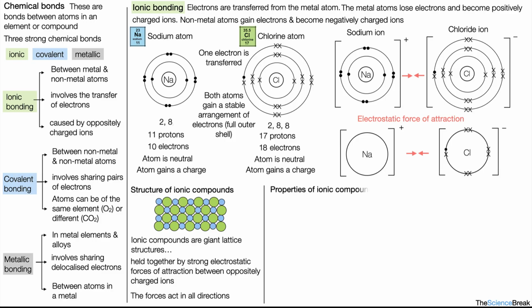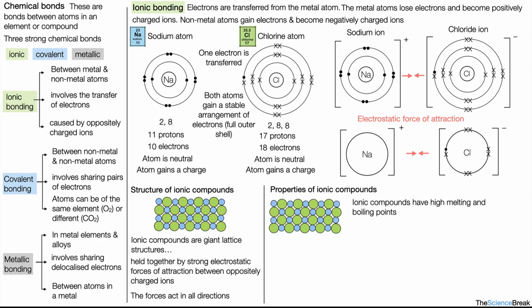We should also be able to talk about the properties of ionic compounds, and these are that ionic compounds have high melting and boiling points. The reason for this is because a lot of energy is needed to break apart the many strong ionic bonds that hold the ions together.